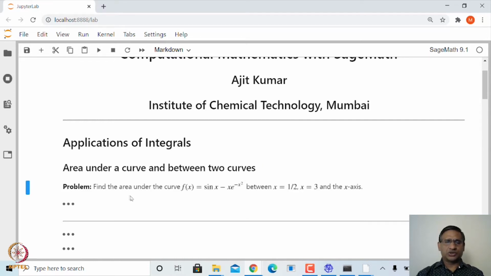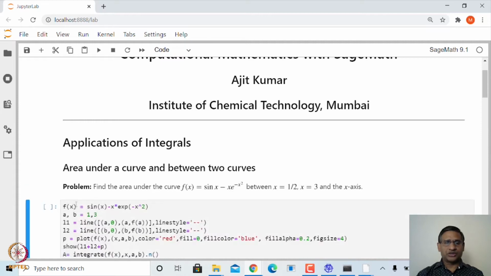So, first let us take an example. Suppose you have a curve f(x) which is sin x minus x into e to the power minus x square, and you want to find area under this curve between x equal to half and x equal to 3. So, this is simply the integral of this function between half and 3, that is all.